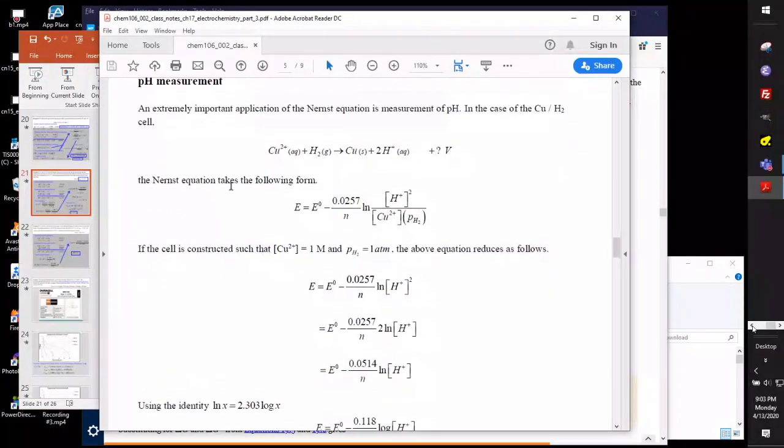So let's look at the Nernst equation as applied to measurement of pH.